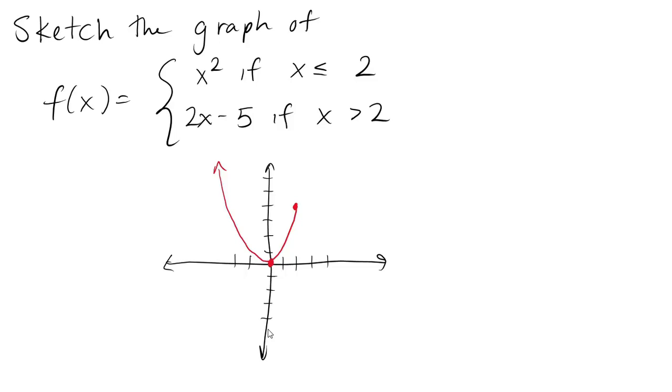remember that we don't follow this rule when x is 0. We follow the first rule. We already have a point there. If you plot a second point down at 0, negative 5, you're going to fail the vertical line test. That won't be a function. We need to plug in numbers greater than 2.